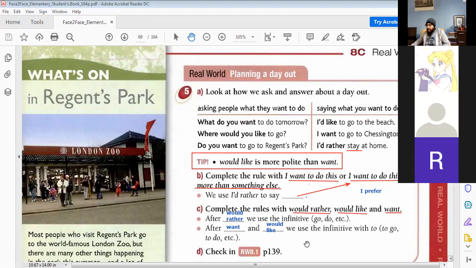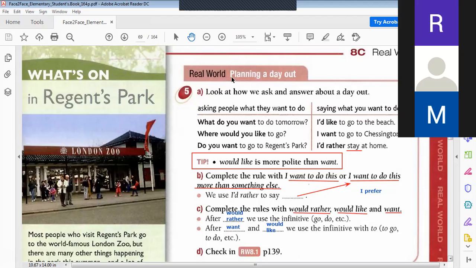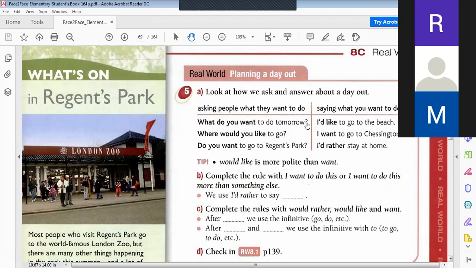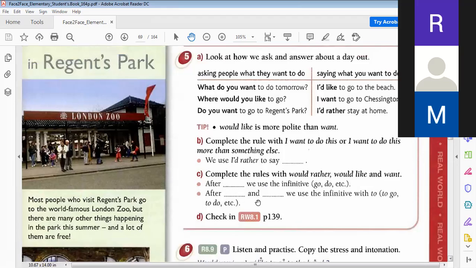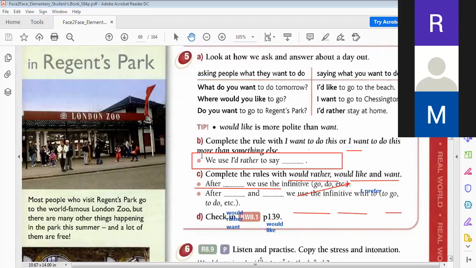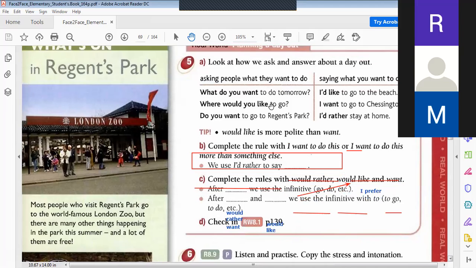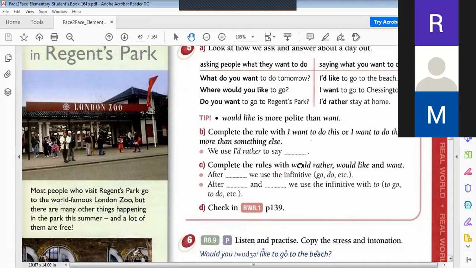Okay. All right, so let's check our next question. Okay, let's take a look at number 6. So we have listening. Let's put the answers back again so we can hear them and we can practice. All right, so we just want to listen and practice, okay?